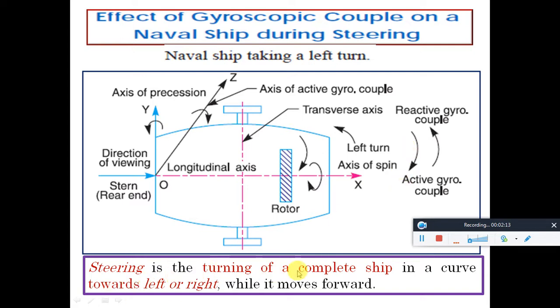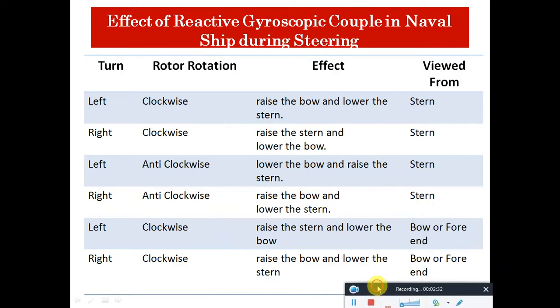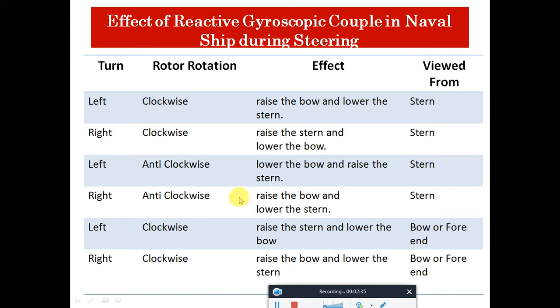Steering is the turning of a complete ship in a curve towards left or right. So what do you mean by steering? Steering is turning the ship in a curve towards left or right while it moves forward. And this table gives you a clear picture of the effect of the gyroscopic couple in a naval ship during steering. When it takes a left turn, for clockwise direction of the rotor rotation, the effect is to raise the bow and lower the stern.